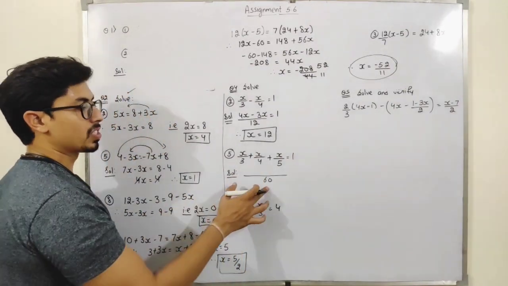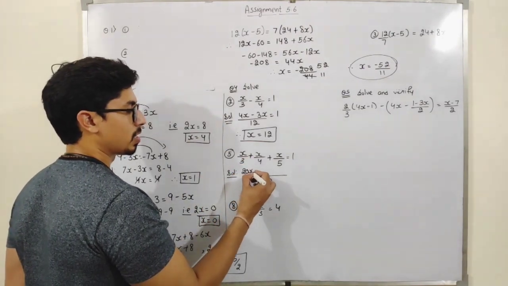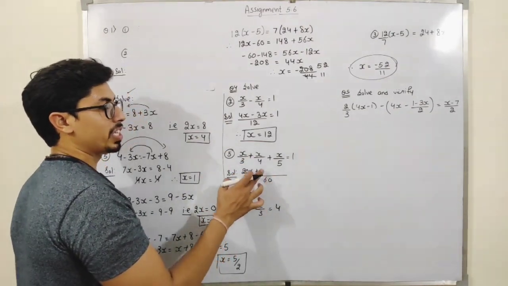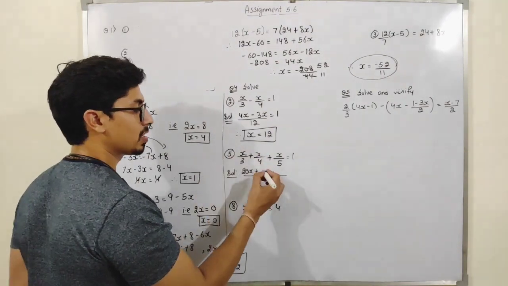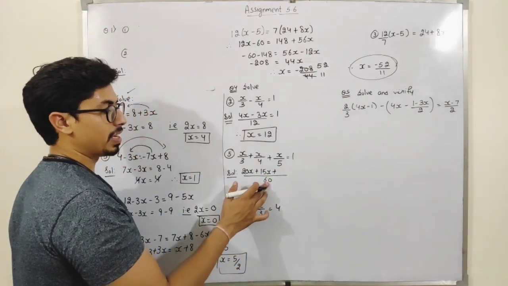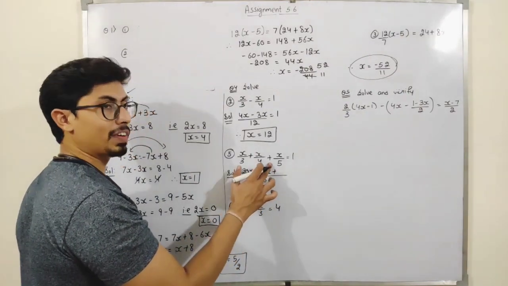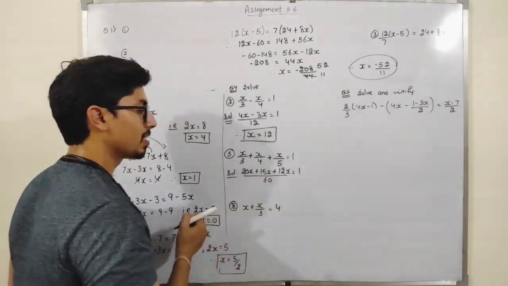Now see, 60 divided by 3 will be 20, so it will be 20x. 60 divided by 4 will be 15. 15 into x is 15x. 60 divided by 5 will be 12, so I can write it as 12x. This one as it is.